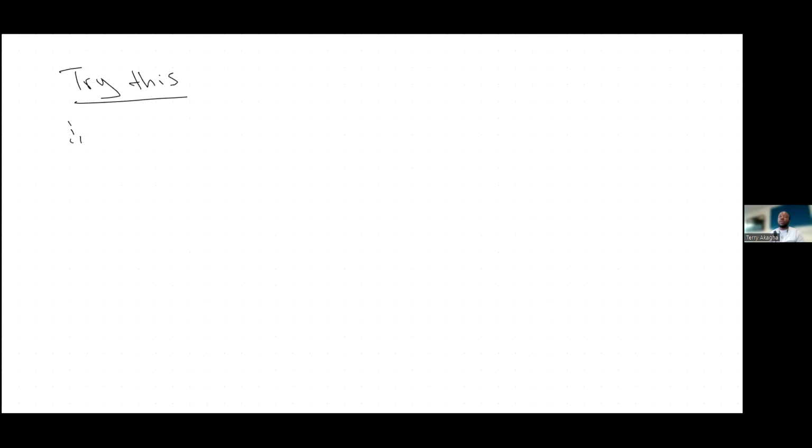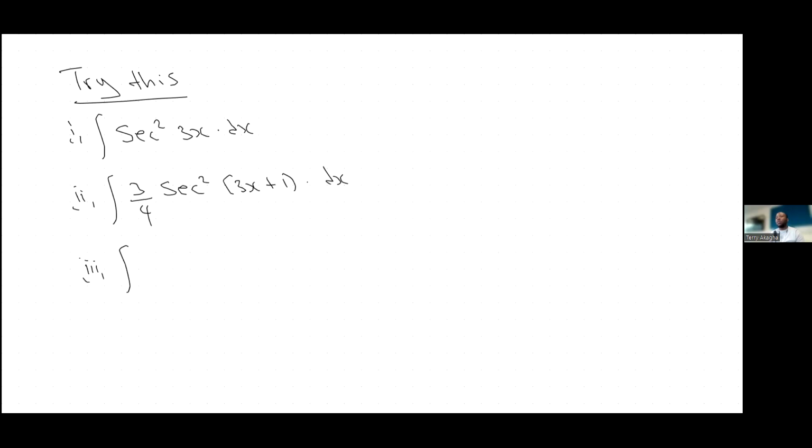So let's assume we're told to integrate sec squared 3x with respect to dx. Number 2, we're told to integrate 3 over 4 sec squared 3x plus 1 with respect to dx. And let's assume maybe another interesting one, say 8 sec squared 5x, and you're told to integrate this. So how do you do it? I want you to try that.